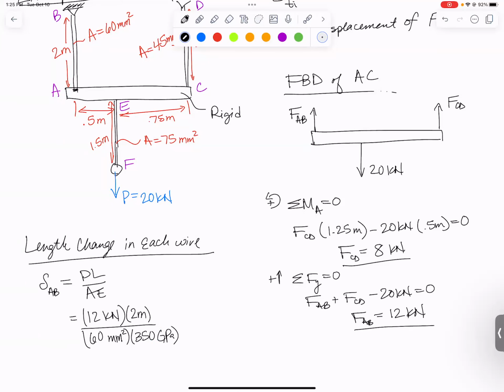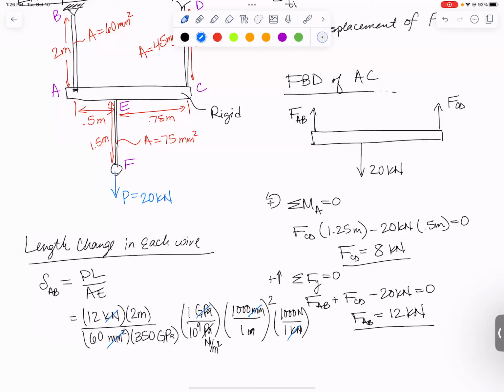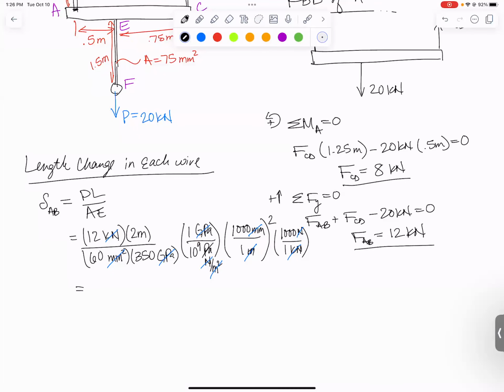So what's going to happen with our units? I need to do a little bit of work on the units. I know that there is one GPa in 10 to the 9th pascals. I know that a pascal is a newton per square meter. I want to get rid of my millimeters squared, so I've got 1,000 millimeters in every meter, but I need to square that. And then finally, I know that there are 1,000 newtons in every kilonewton. So kilonewtons cancel, millimeters squared cancel millimeters squared, gigapascals cancel gigapascals, and this newton cancels that newton, and this meter squared cancels that meter squared, so we're left with meters when we're done. It's a little bit of unitness. The number that we come up with is 0.001143 meters.